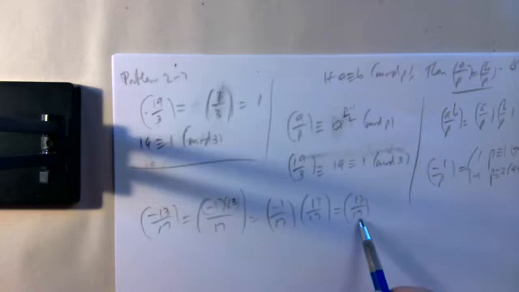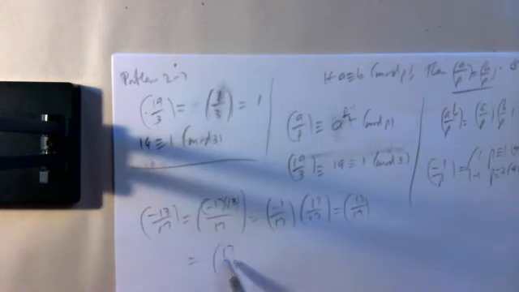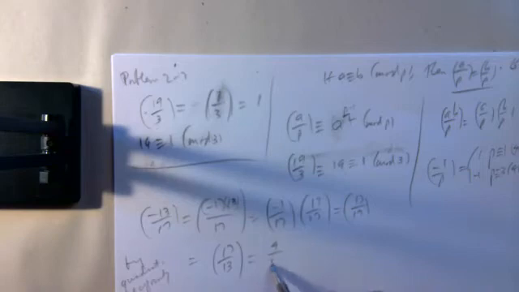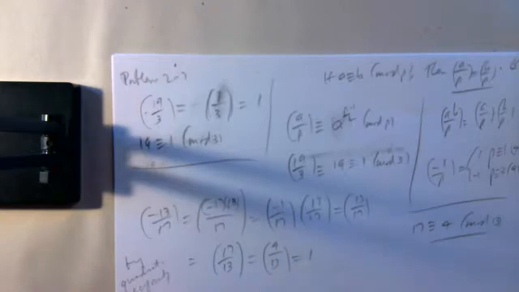Now these are odd primes, and both of them are congruent to 1 mod 4. So I can flip this over by quadratic reciprocity. That's 17 over 13. And 17 is congruent to 4 mod 13. So this is 4 over 13. And 4 is a square, so this is 1.